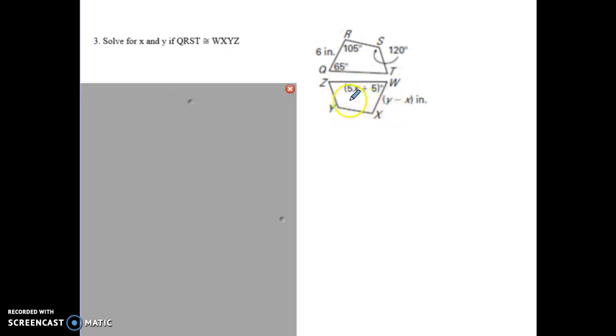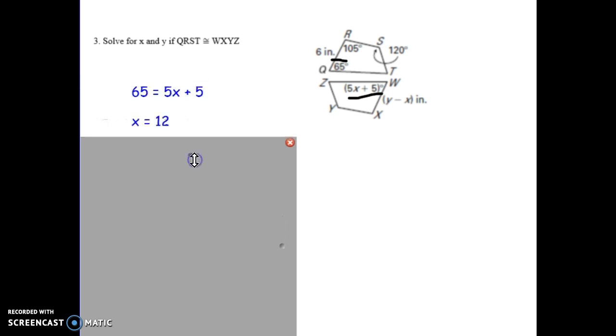So if I'm solving for X, that would be W and Q. Those are equal to each other since they are congruent, so I'm just going to set them equal to each other and solve. Next thing I'm going to solve for is Y.